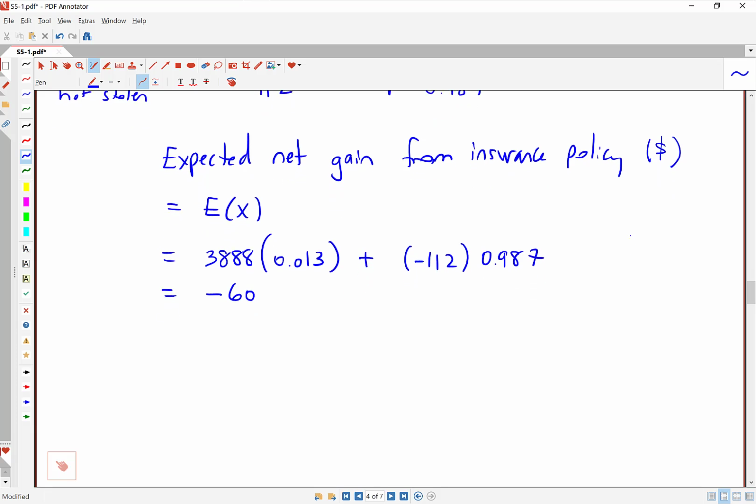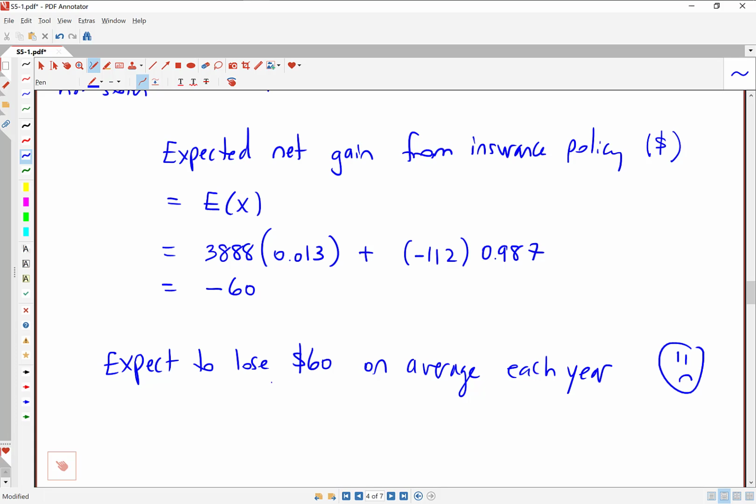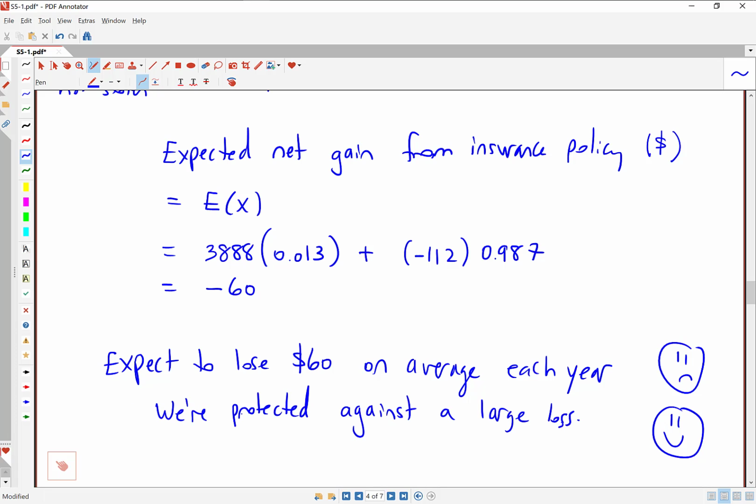So if we write this up in words, we would say we expect to lose $60 on average. And this is over a 1-year policy, so we could say each year. So that's the bad news. We expect to lose $60 on average each year. But the good news is that the insurance protects us against a large loss. So this is generally why insurance is a very good thing, as long as your premium is not too high.